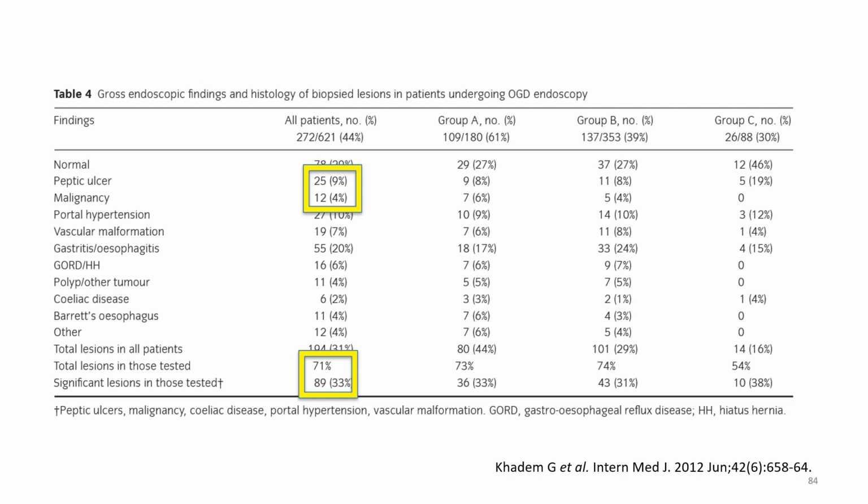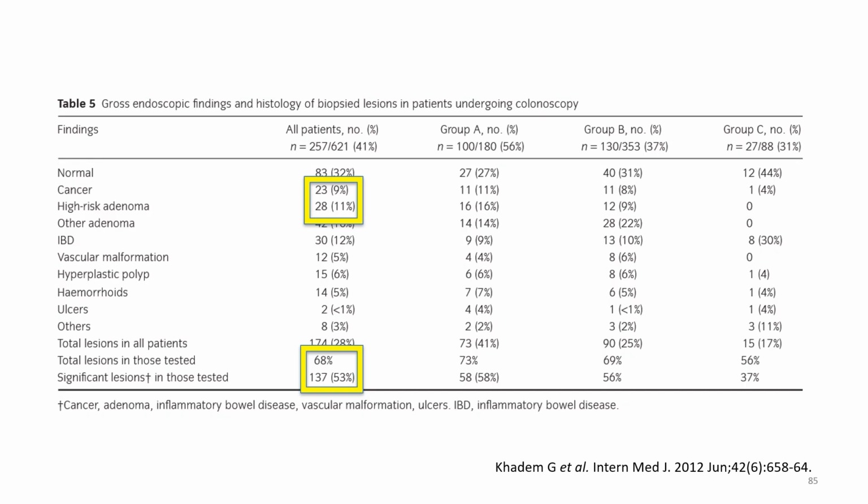Now, it is very important to also realize that you cannot just do either colonoscopy or gastroscopy. Current guidelines suggest that you need to do both upper and lower, because if you do a colonoscopy, you'll see 9% of patients will have cancer, 11% will have high-risk adenomas, and significant lesions of some kind will be found in 53%, which means that many patients might have a problem both in the upper and in the lower GI tract, so you have to do gastroscopy and colonoscopy.